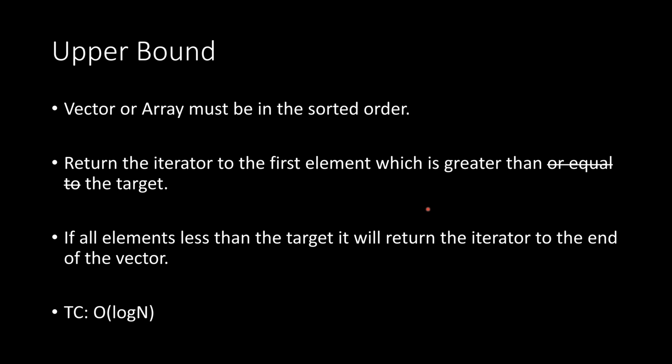In the same way, if all elements are less than the target, it will return the iterator to the end of the array, which means less than or equal to the target. Okay, consider if you want to find the upper bound of 6: even though the 6 is present in the array, it is going to return the end of the array vector. In the same way, the time complexity is also O(log n) in this upper bound method.